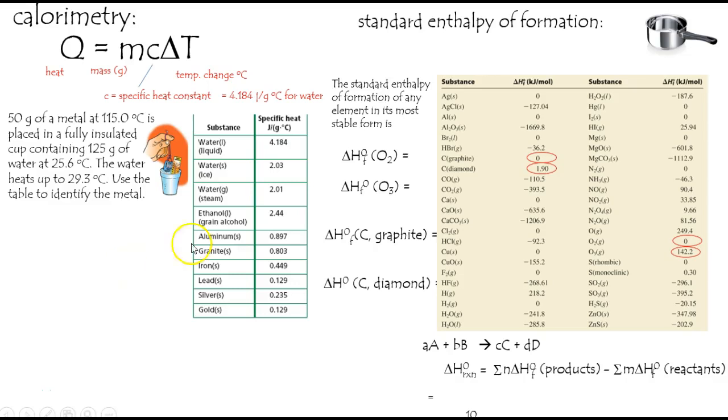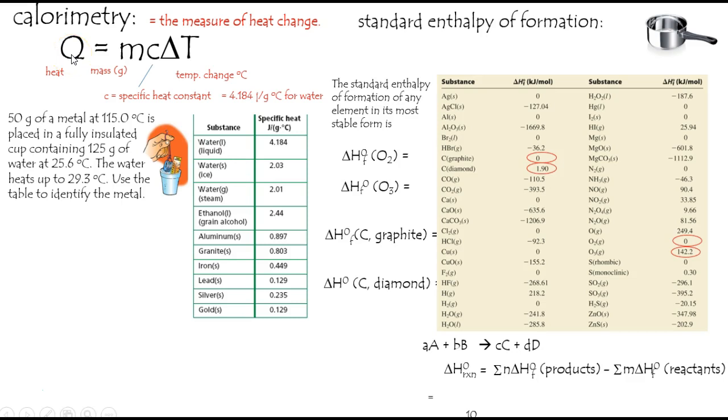Hey, Dr. B here, and let's talk about calorimetry and standard enthalpies of formation. These are both commonly used methods for identifying unknowns or finding the amount of heat that a reaction might generate or require. Calorimetry is the measure of heat change, and usually people use a calorimeter, not surprisingly, and this formula to solve various types of problems.